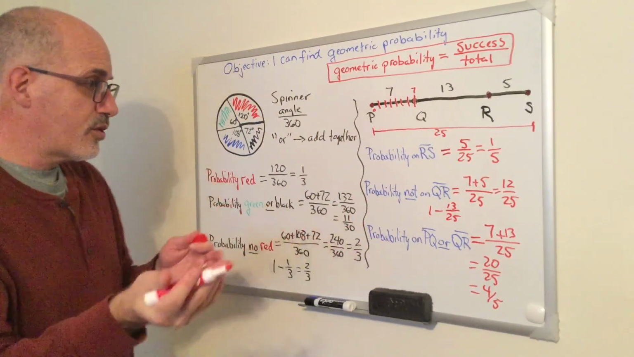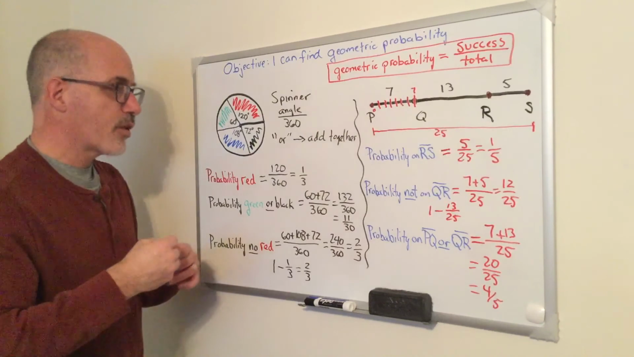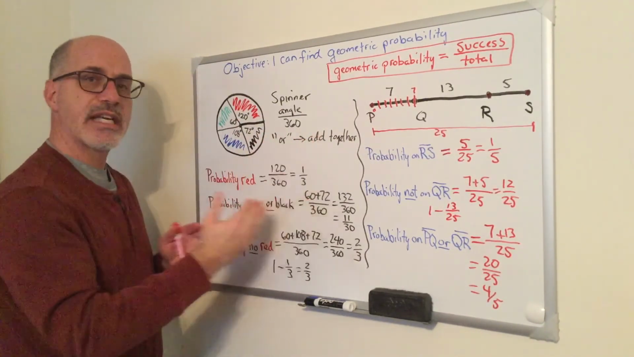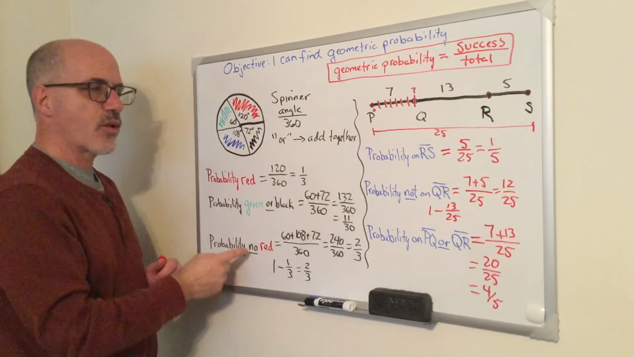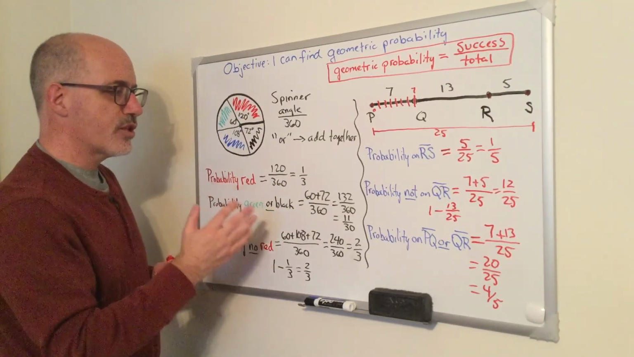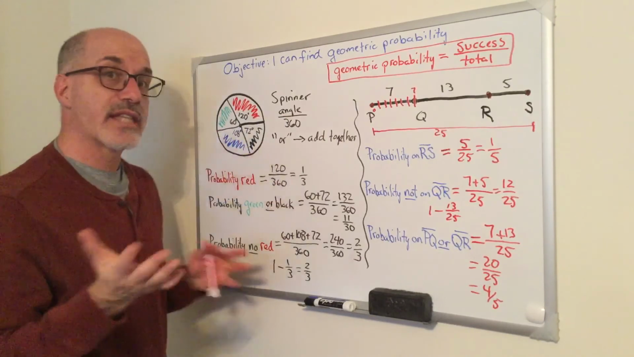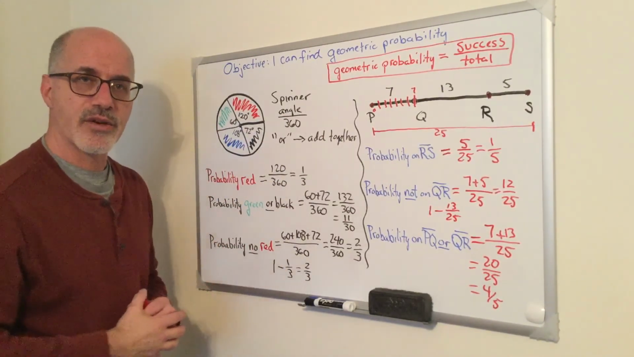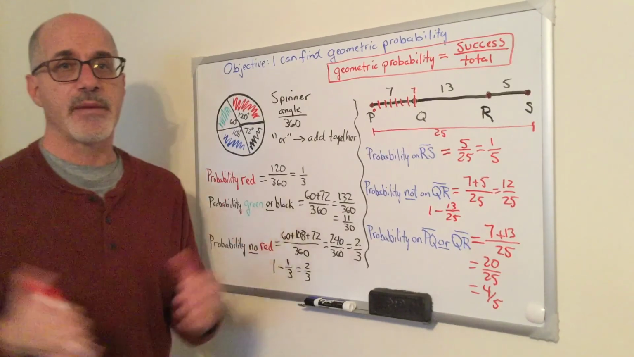Okay? Those two different types of probabilities, the things to add into it, if we have an or, we add them together. If it's a not or a no, then what you do is you either add the other ones that aren't that one, or you take 1 minus it to get the answer. And that's how we figure out our geometric probability.